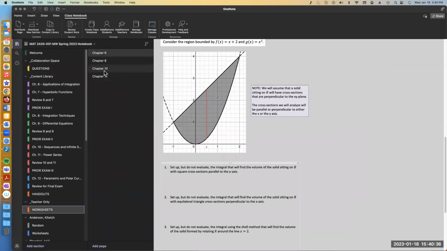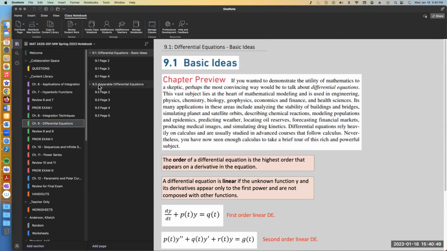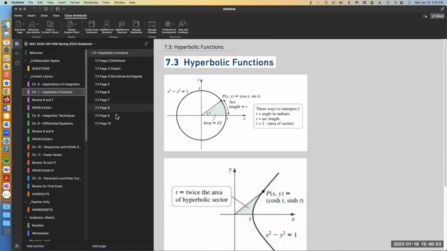So chapter 6, chapter 8, chapter 10, and 11. Those are the 4 major chapters that we're going to cover. In chapter 9, we just do these 2 little sections, very, very quick. And in chapter 7, we do 1 section that's relatively quick. So for the worksheets I'm just going to focus on those 4 major ones.